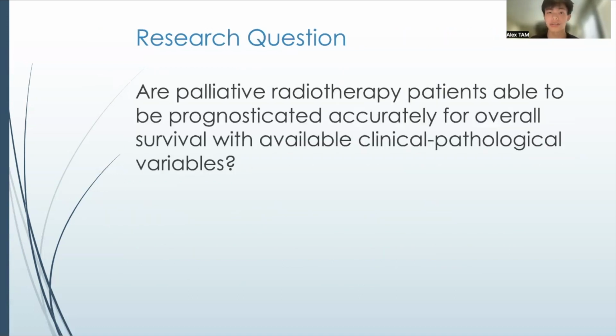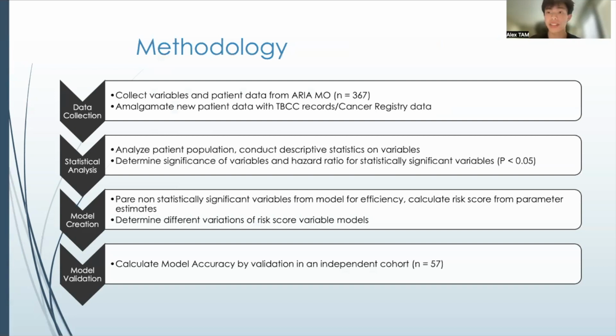So this leads us to our research question. Are palliative radiotherapy patients able to be prognosticated accurately for overall survival with the available clinical pathological variables? And clinical pathological variables are just data points and certain patient characteristics that are available to oncologists upon a patient presenting. There are four main steps to our methodology: data collection, statistical analysis, model creation, and model validation.